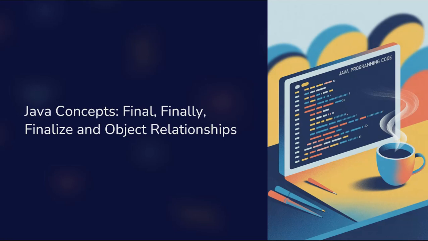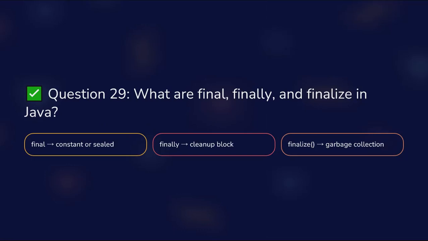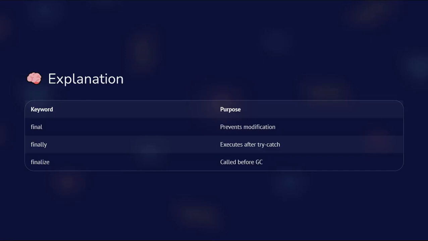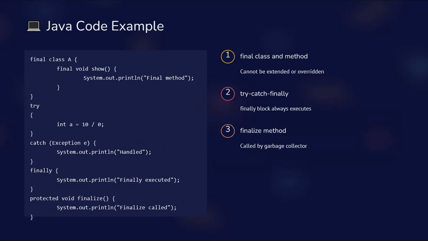Final, finally, finalize, and object relationships. So final is constant or sealed. Finally, cleanup block. Finalize, garbage collection. Final prevents modification. Finally executes after try catch. Finalize called before garbage collection. So here final class A, final void show. So final class, you cannot inherit it. Final show, you cannot override it.